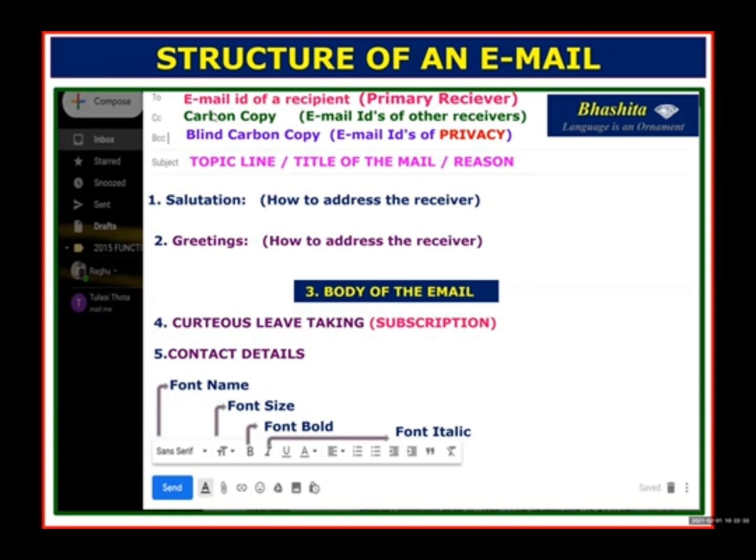What is the second element in the body of the mail? Greetings. You need to greet the receiver by saying greetings, or by saying good morning, good afternoon. In any way, in a very polite manner, you need to address the receiver. Then, based on the purpose of the mail, you need to compose the body of the email. How to draft the body of the email? In the next slide, we will discuss that. You need not worry about it.